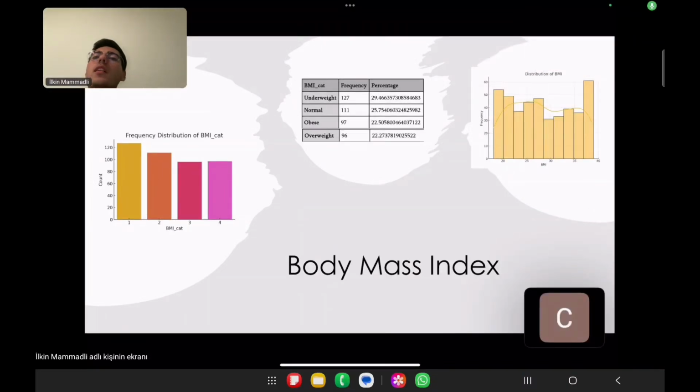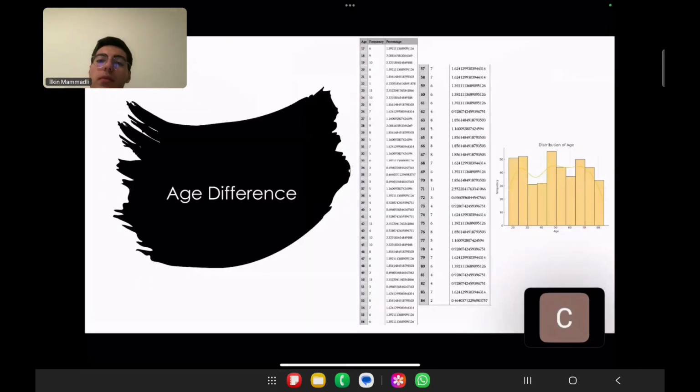Hello everyone, my name is İlkim Mehmetli and I'll continue with body mass index. In this slide, we explored the relationship between body mass index or BMI and arrhythmia. Since BMI is a common indicator of health and body composition, we want to see if there is any significant correlation between BMI values and the presence of arrhythmia in our dataset. As you can see from the table, number 1 is underweight, number 2 is normal, number 3 is obese, and finally number 4 is overweight. So let's switch to the age difference.